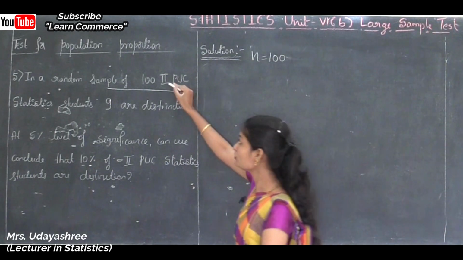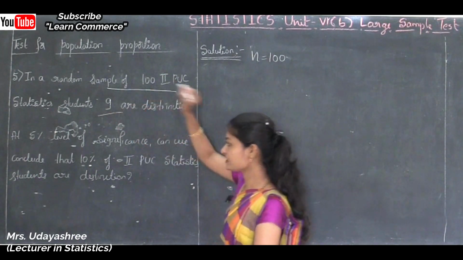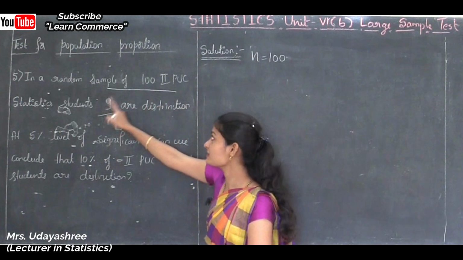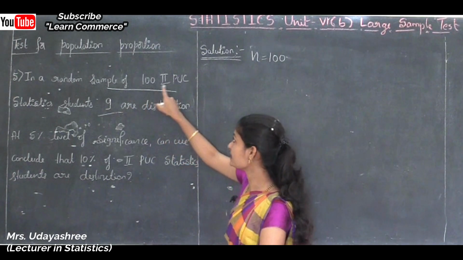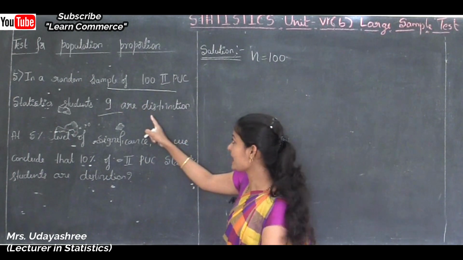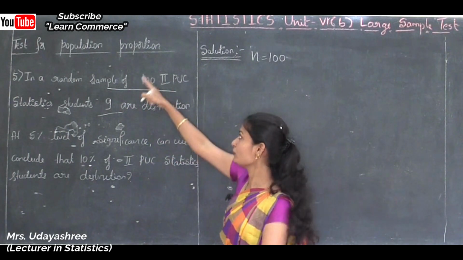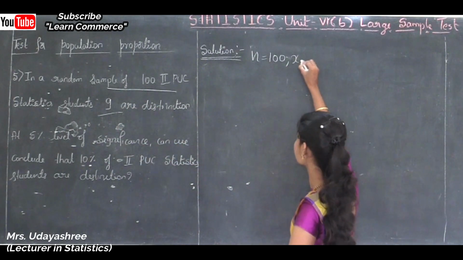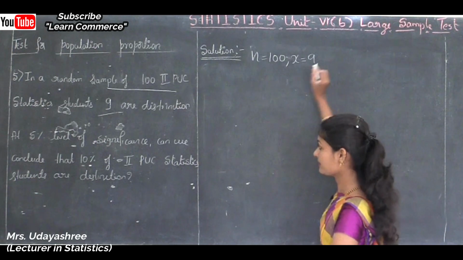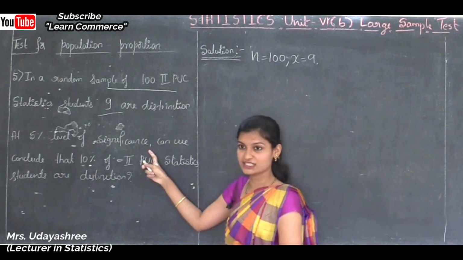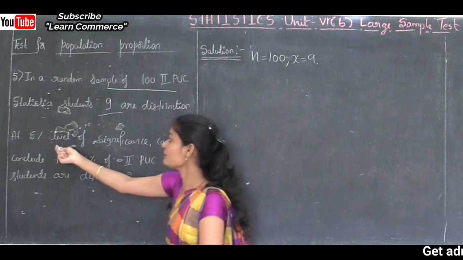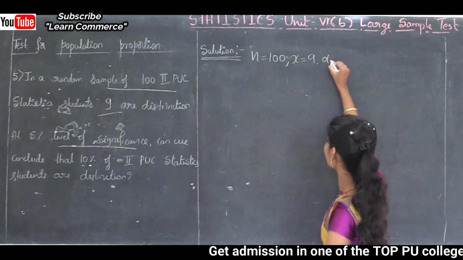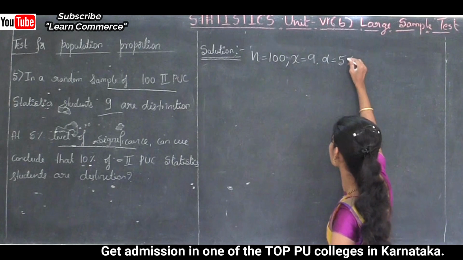Next, out of which 9 are distinction. So here X observation is given. In a random sample of 100 second PUC statistics students, 9 are distinction, in the sense out of 100, 9 are distinction. So that distinction students is denoted by X, the value is 9. And at 5% level of significance, see, this is level of significance, and level of significance is denoted by alpha, and the value is 5%.